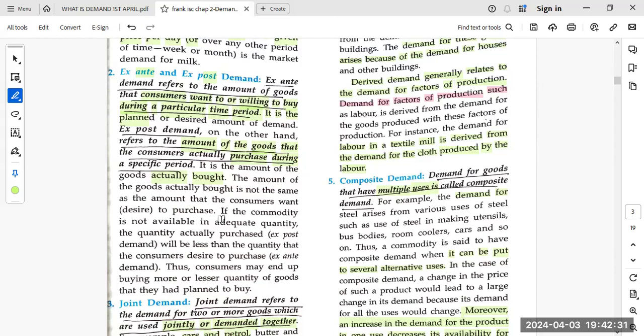Now, what was my ex ante demand? 55. 55 was my ex ante demand because I planned to purchase 55. But what was my ex post demand? 20. So then I moved to another shop and purchased the remaining 35 crayons. So my demand got fulfilled.